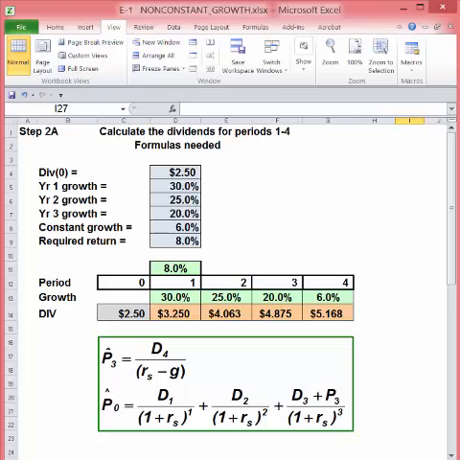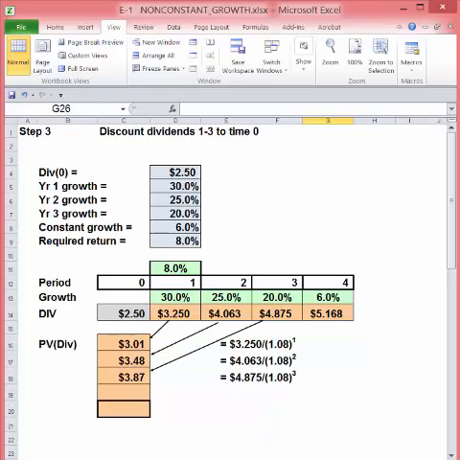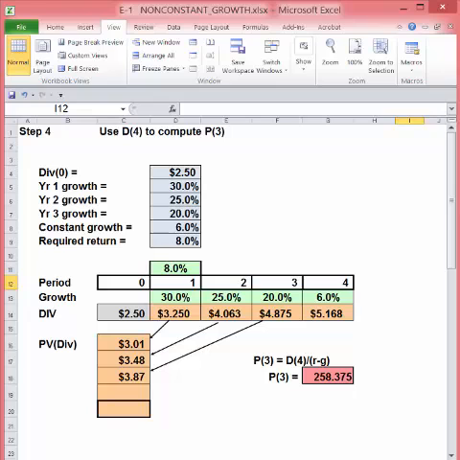We'll use the general formula for the non-constant growth dividends for periods 1 to 3. Then we'll use D4 to find P3, the price at time 3. Putting these together, we have a combined formula for this problem. Step 3, discount dividends 1 through 3 to time 0 using the required return of 8% as the discount rate. Step 4, use D4 to compute the price at time 3 using the constant growth formula.